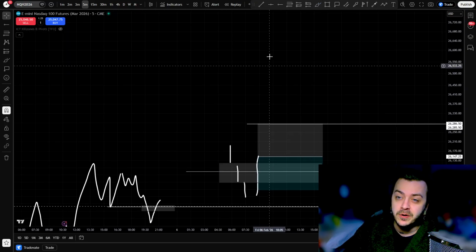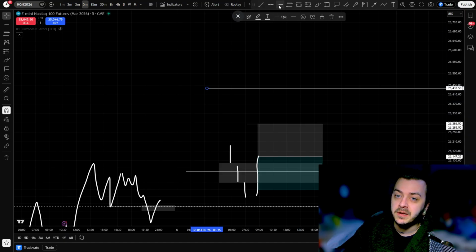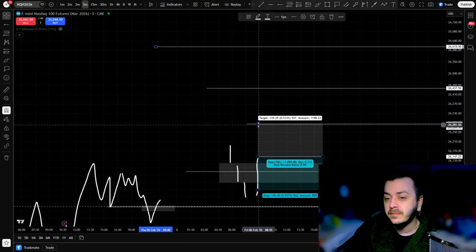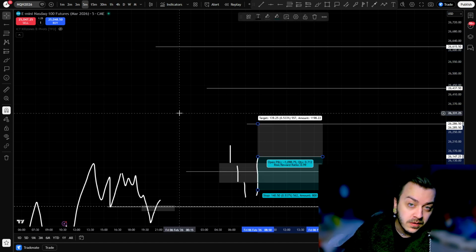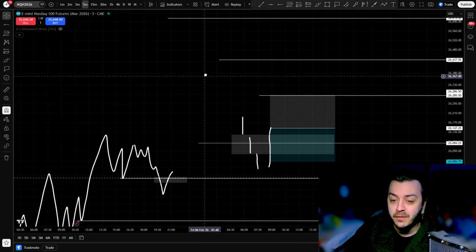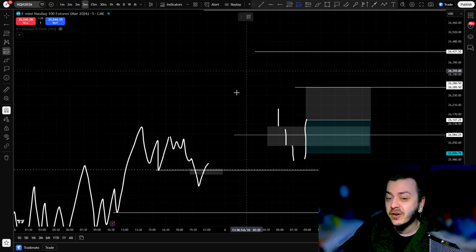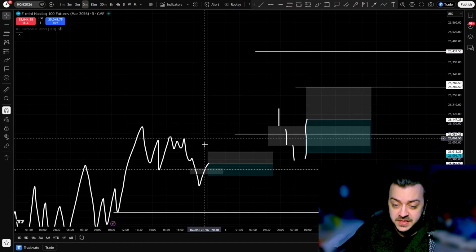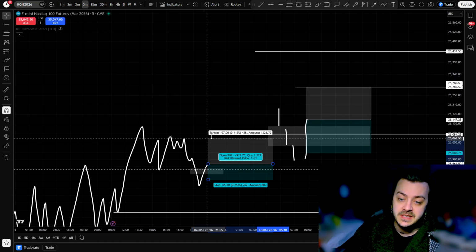And then I'll just leave runners for obvious liquidity targets above like this, for 2, 3, 4 RR depending on how far we get, and that's basically how I trade. It's really simple.